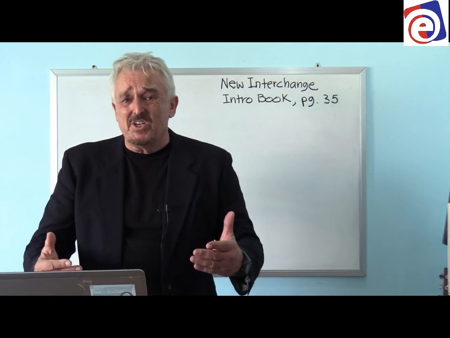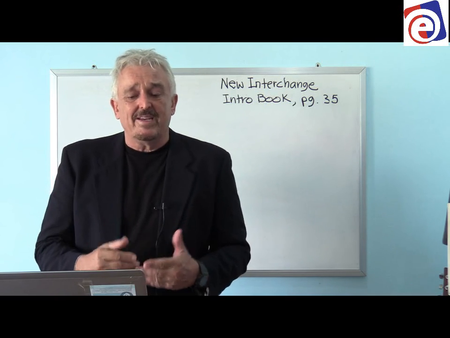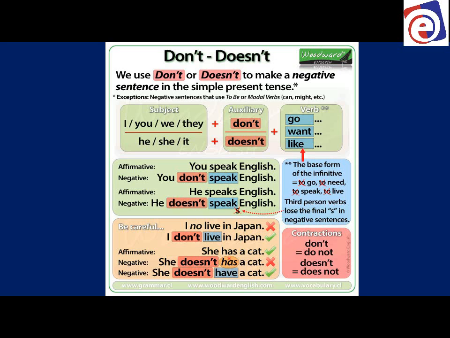I think it's always good for a teacher to review. And so let's review, how do we use don't and doesn't? And this is a very excellent slide that is on your screen now. We use don't or doesn't to make a negative sentence in the simple present tense, okay? We're talking about simple present tense. We use don't and doesn't to make a negative statement.